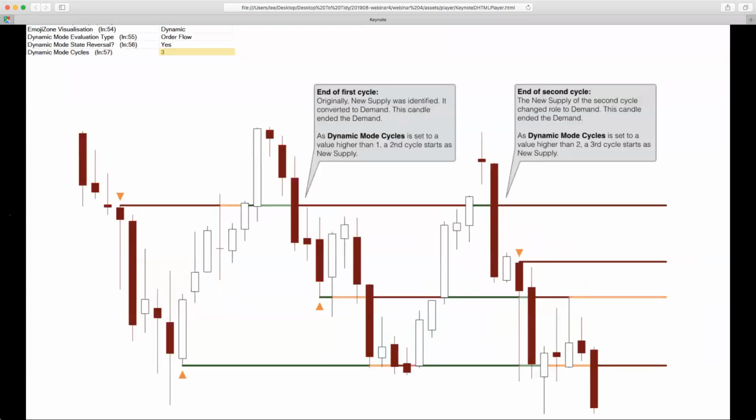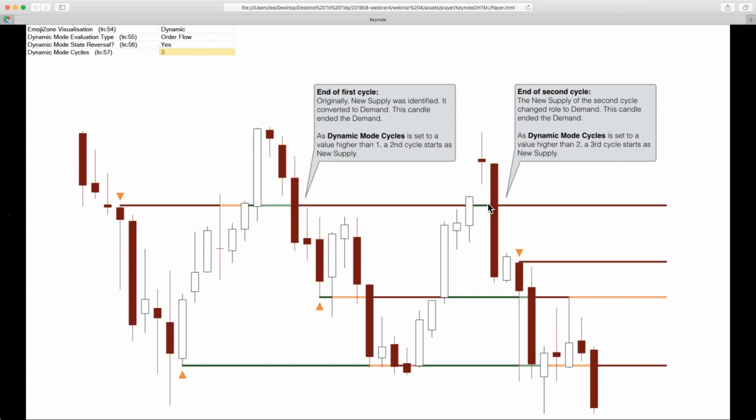What we can do, though, is increase the number of cycles that we look at. So here, we've got a new supply event. We traded through it in a way which implied it exhausted. We closed above it, becomes new demand. We go above it. It's okay. It looks like it was continuing there. We broke it. If this was set to one dynamic mode cycle, we'd stop this emoji zone here. But because I'm looking at more cycles, we turn this new supply that became new demand back into new supply, and we continue evaluating it again.